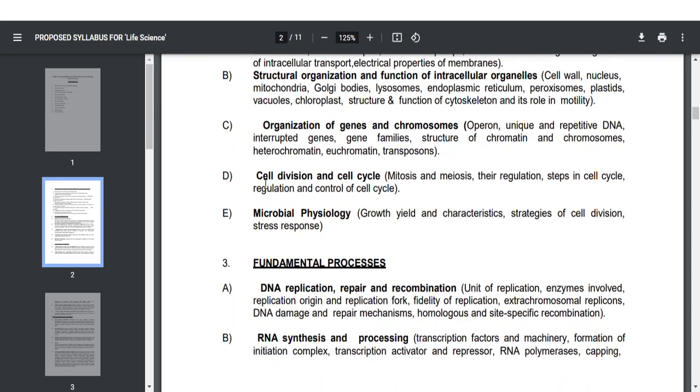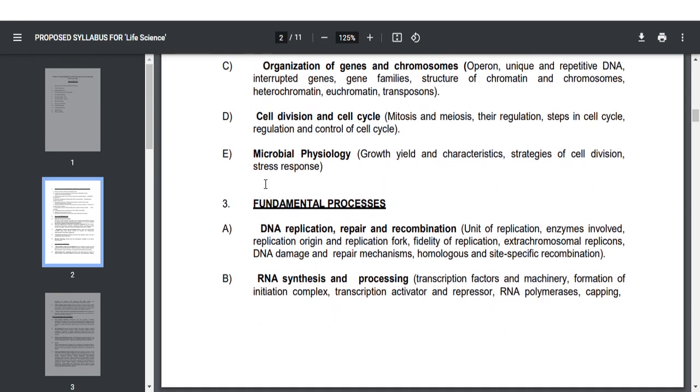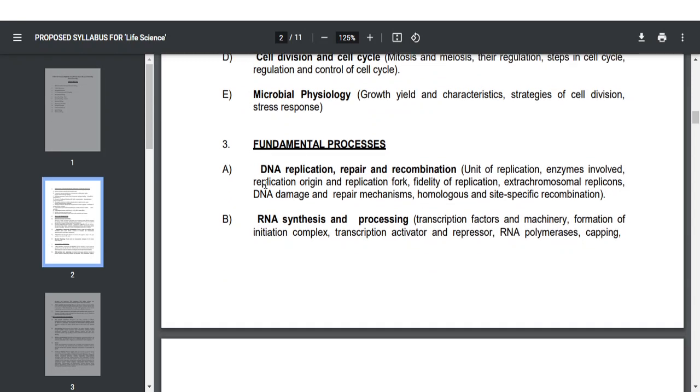Next is cell division and cell cycle. In that, specifically, you need to know about regulation and control of the cell cycle. Okay. The last unit is microbial physiology, for which you need to refer to Microbiology by the Prescott book. The third unit is the most important and high-scoring unit.